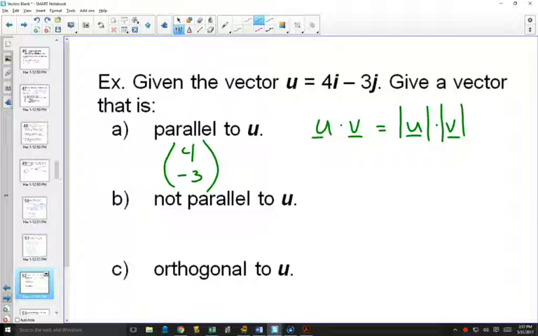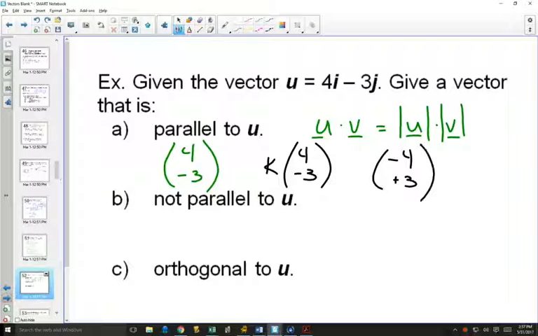If you want to have any vector parallel to another vector, it just needs to be a scalar multiple of that vector. So you could pick any value of k that you would like and multiply it by (4, negative 3), and you will get a vector that's parallel to it. So pick a value for k. Negative 1. Okay, good. Then negative 4, positive 3 would be an example of something that is parallel to you, but not the same as you.